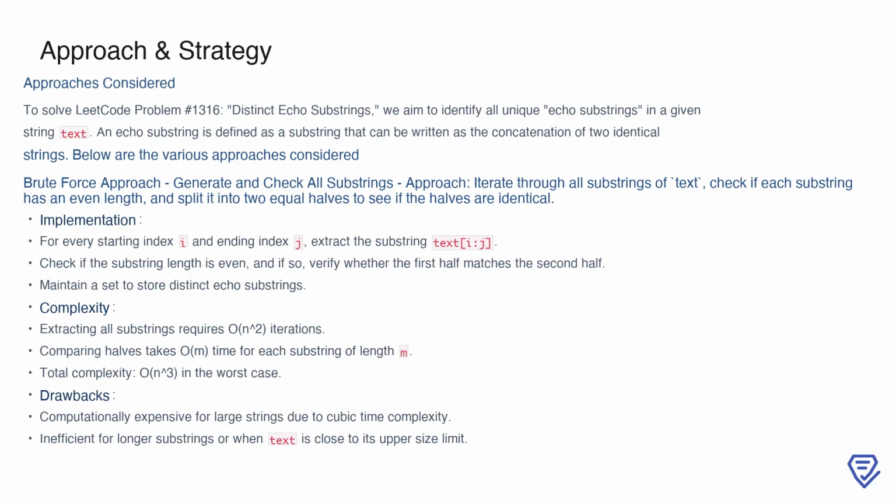However, this approach has significant drawbacks, primarily its inefficiency. Extracting all substrings takes n squared time, and comparing halves adds another layer of complexity, leading to an overall time complexity of n cubed in the worst case. While simple to understand, this method becomes computationally expensive for longer strings or when the input is near its upper size limit, making it impractical for larger test cases.